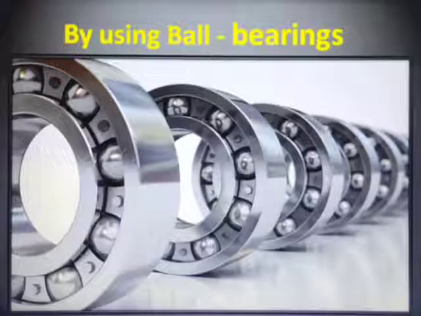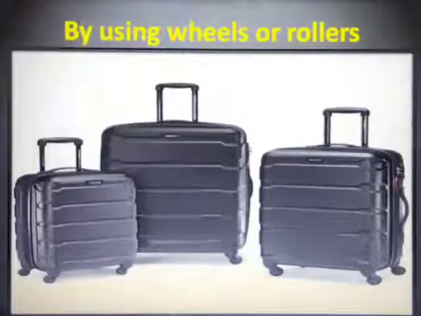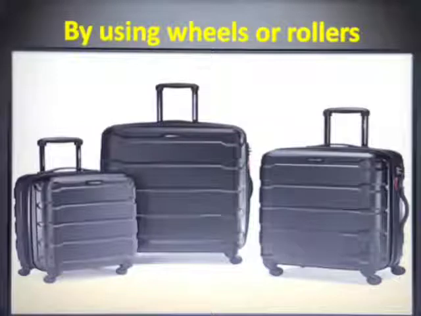Small balls or rollers made up of steel are placed between two moving surfaces to reduce friction. Fourth one, by using wheels or rollers. We can reduce the friction by using wheels or rollers on a heavy suitcase so that we can roll the suitcase easily on the ground. So dear kids, I hope you have understood the force, types of forces and friction.